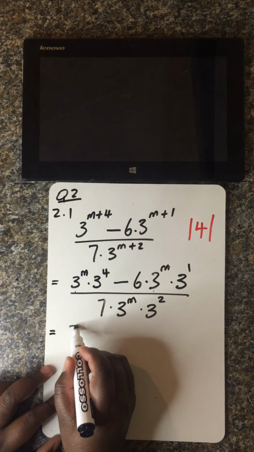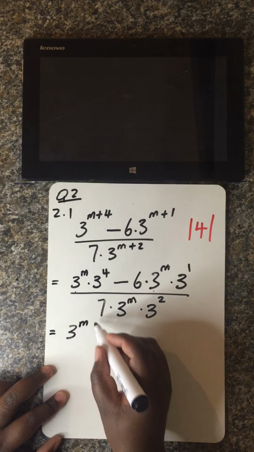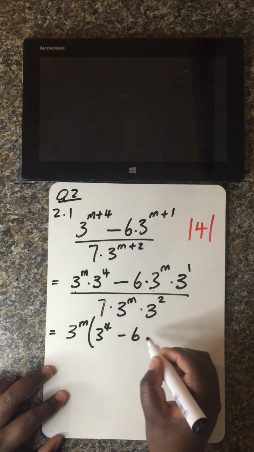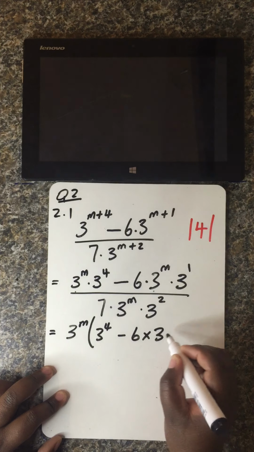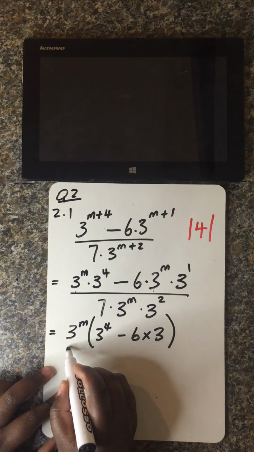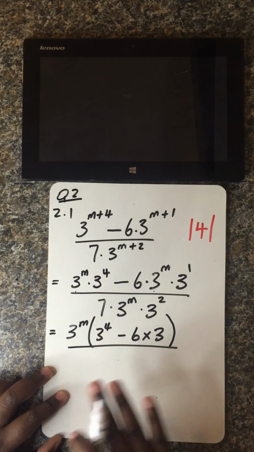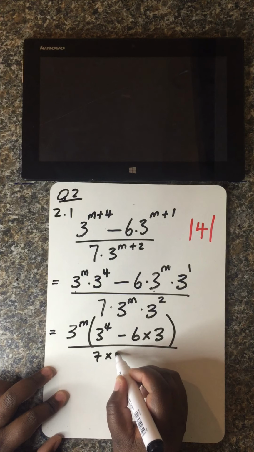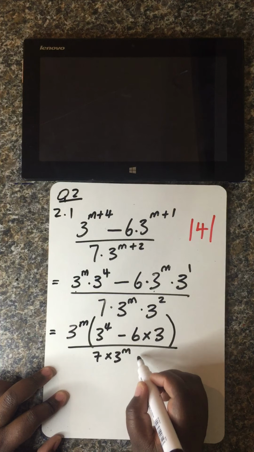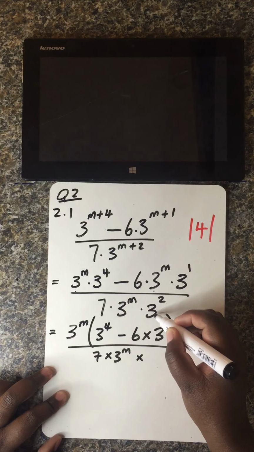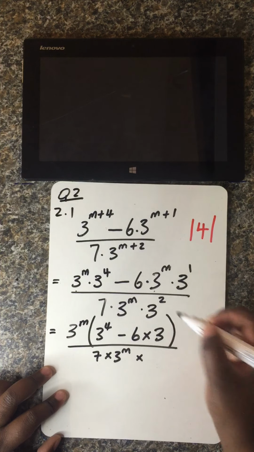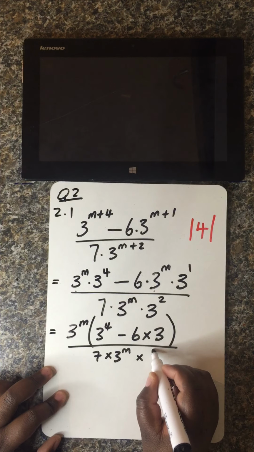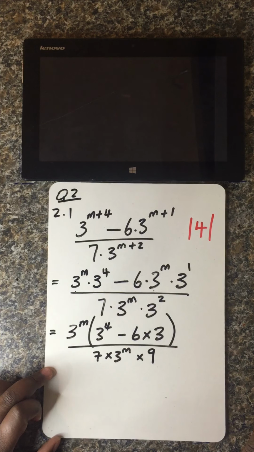So you've got 3 to the exponent m into 3 to the exponent 4 minus 6 multiplied by 3 to the exponent 1, which is the same as 3. I assume we're all on the same page here. So you've got 7 multiplied by 3 to the exponent m multiplied by, what is 3 to the exponent 2? I think it's 9. If it's 9, let's just write 9.